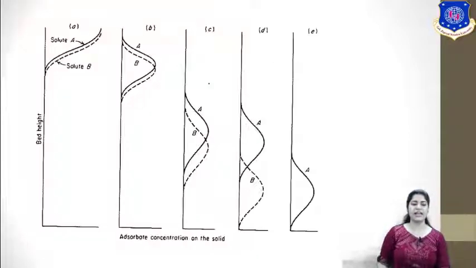So here you can see for the whole length how A and B are separated. In the final figure E you can see that B has been totally taken out along with your elutant, and only A is remaining. So that way you have analyzed it. So this way chromatography is used to analyze your mixture, right.